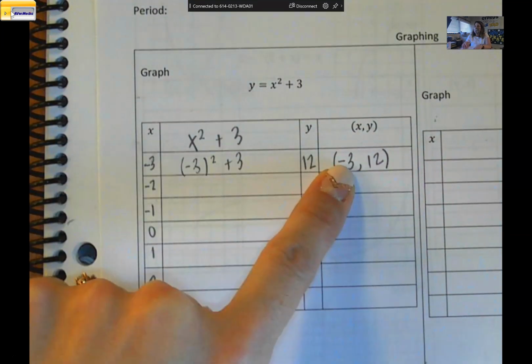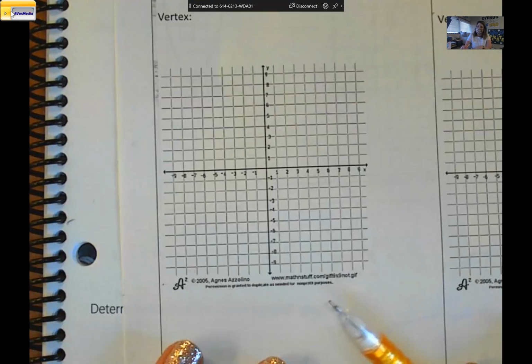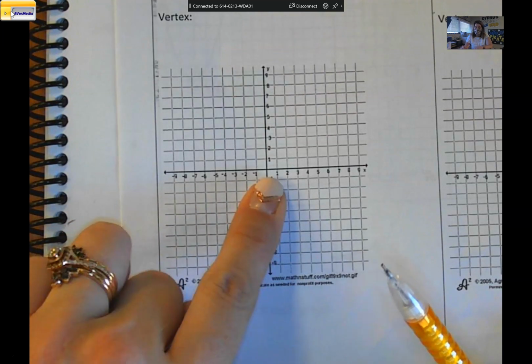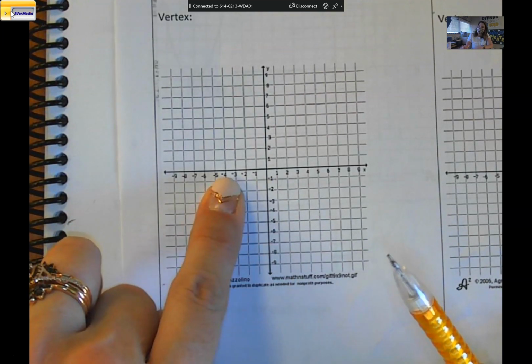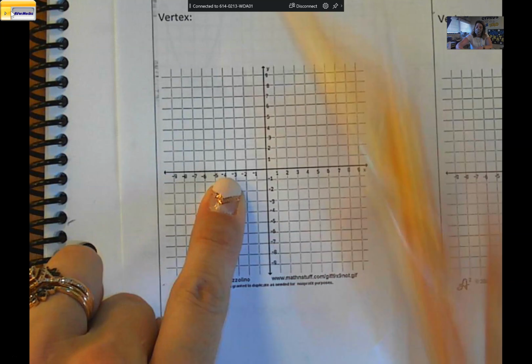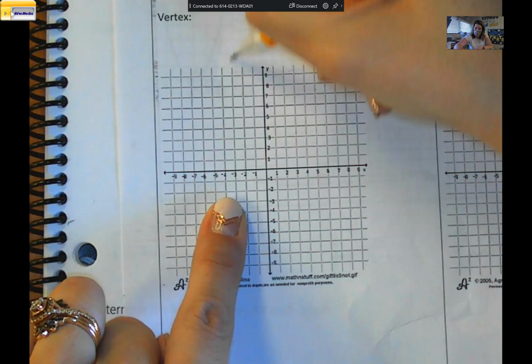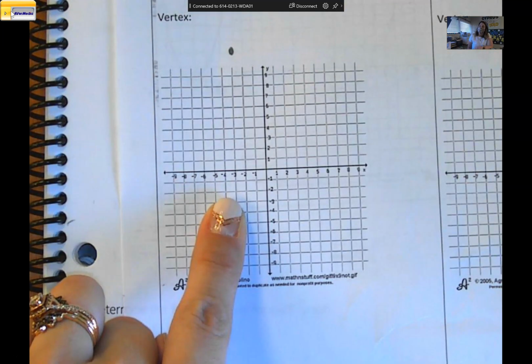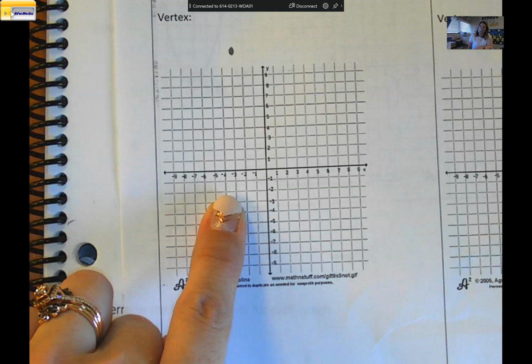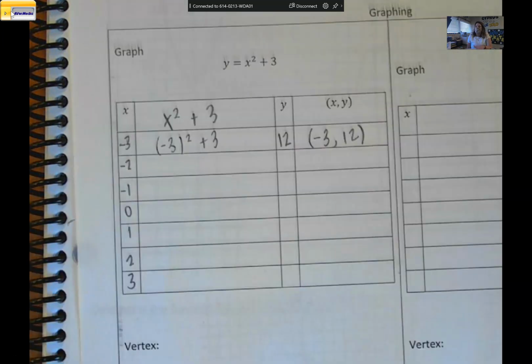So if I want to plot this on the graph that's down below, I go to my x-axis, left to -3, and then I go on my y-axis up to 12, which isn't really on the graph, so we just have to kind of eyeball it. That's our first point. Okay, back up to the table.